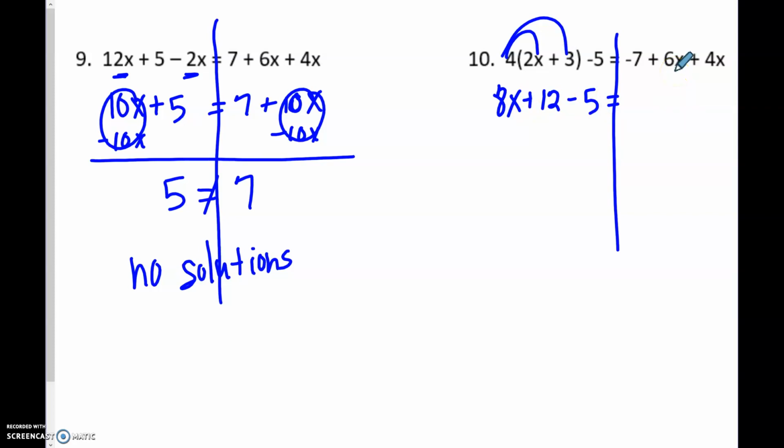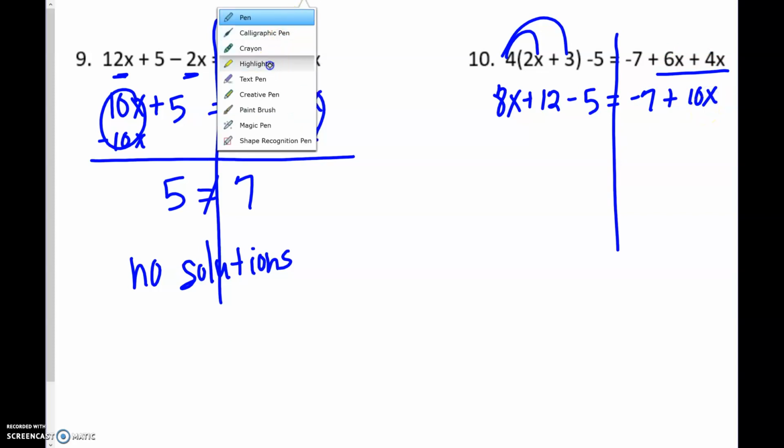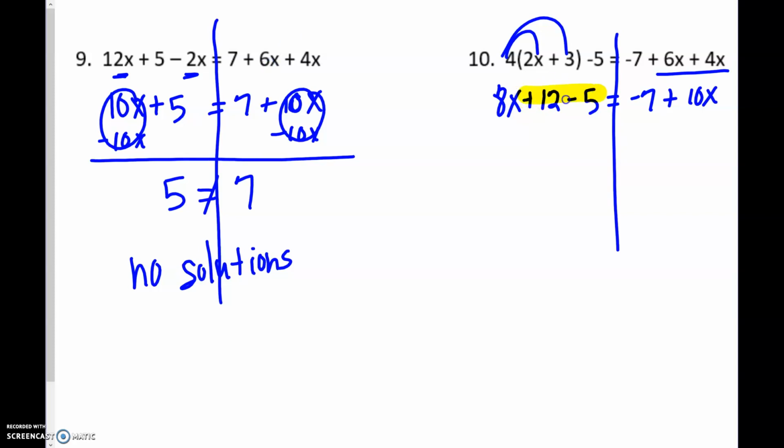All right, now, it looks like I have some combining like terms over here. Those are combining like terms. So I'm going to go 6x plus 4x and get 10x. All right, it looks on this left side that I also have some combining like terms because these right here are just plain old constants. They are numbers. So I'm going to have 8x and 12 minus 5 is 7.